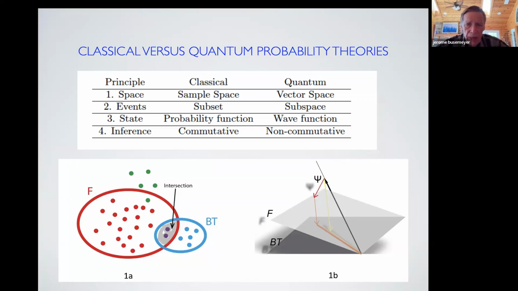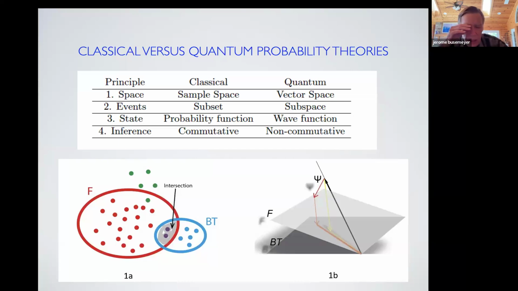Now, another thing about these theories is the way the probabilities are assigned to these events. In classical theory, we construct what we call a probability function, P, and this probability function assigns probabilities between 0 and 1 to these events. So the feminist event, all the red dots get assigned a probability. There's one green dot in there. Sorry. And all the blue dots get assigned a probability. So we assign a probability to all the events using a probability function.